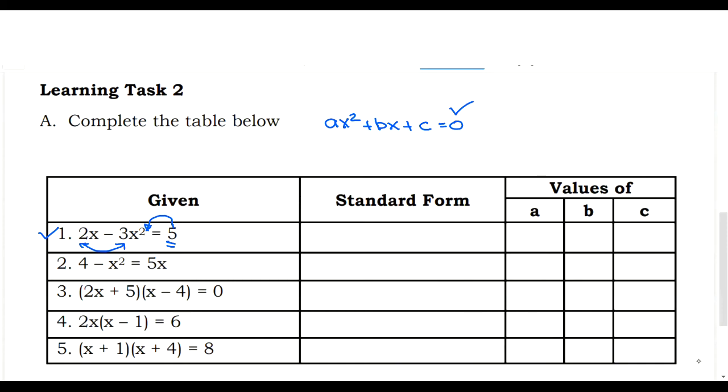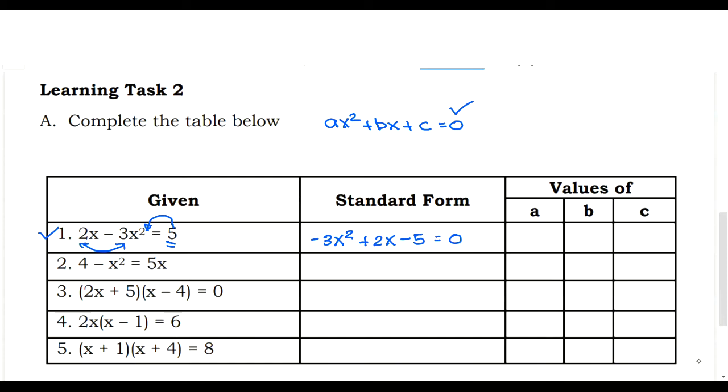So, ang standard form niya ay, uunahin ko lang yung negative 3x squared. Yeah? And then followed by 2x. Okay, tapos yung 5 magiging negative 5. Okay? Equal to 0. So, yun na yung standard form.